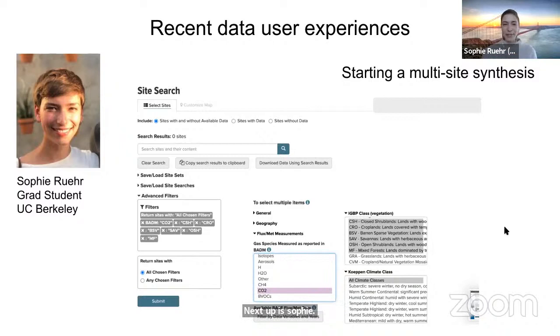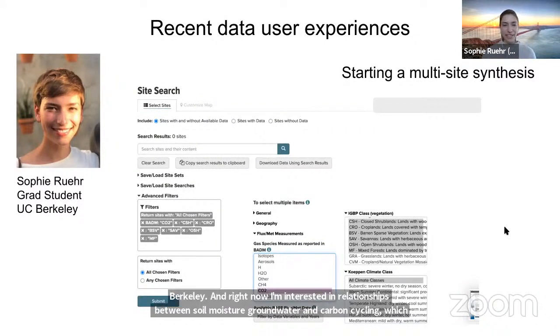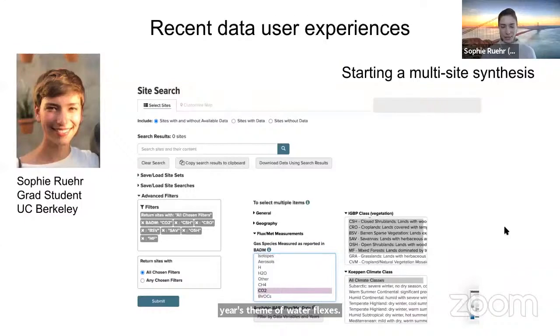Hi, everyone. My name's Sophie, and I'm a first-year PhD student working with Trevor at UC Berkeley. Right now, I'm interested in relationships between soil moisture, groundwater, and carbon cycling, which dovetails really nicely with this year's theme of water fluxes. I've just started working with AmeriFlux data in the past few months, so I'm really new to the network, and I'm still working on understanding all that it has to offer. I'm working on a multi-site synthesis right now, and I'm trying to figure out what sites to use that would work well for the questions I'm asking.